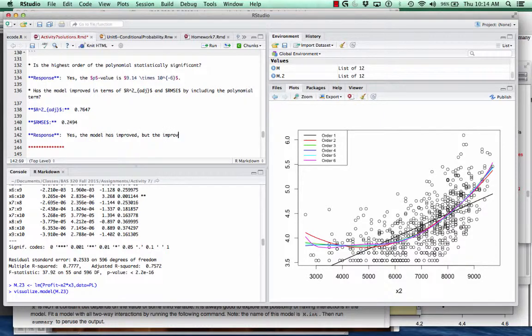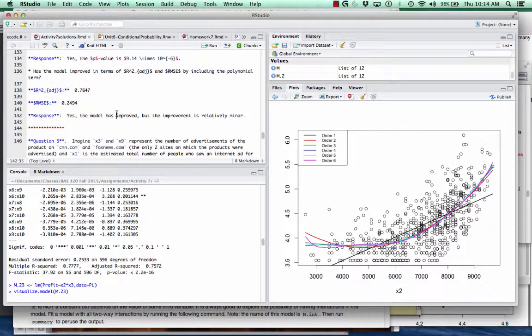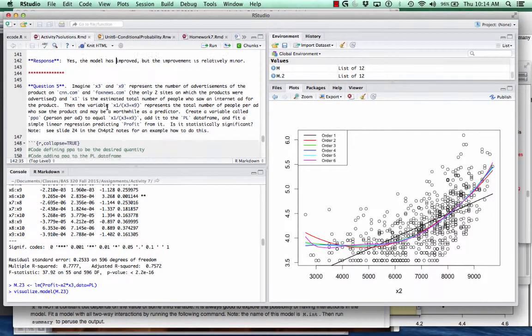But we see that the improvement is relatively minor. It's not a huge improvement, but it looks like we're doing a better job at describing the relationships.